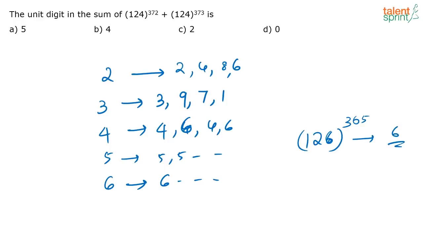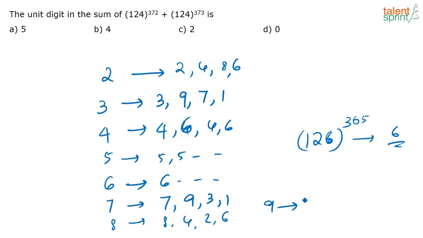Again, if you have the number 7, it will always follow this cycle, 7 9 3 1. 8 will follow this cycle, 8 4 2 6. Similarly, 9 will follow the cycle 9 1, that will keep repeating, 9 1 9 1. For the numbers that have only 2 steps, look at 4: 4 6 4 6. For any odd power the last digit will be 4, and for any even power the last digit will be 6.